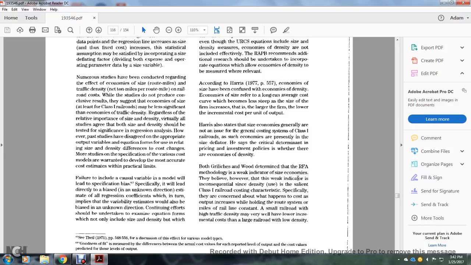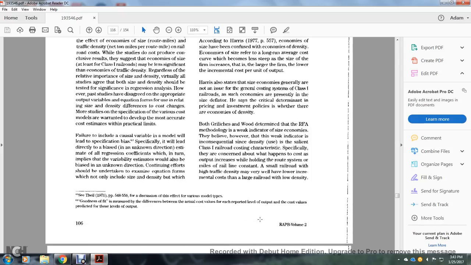They believe, however, that the weak indicator is the inconsequential size and density used in the salient Class 1 railroad costing characteristics. Specifically, they are concerned with what happens to cost as output increases when they hold the route system, or the miles of rail line, constant. A small railroad with a high traffic density may very well have a lower incremental cost than a large railroad with low density.